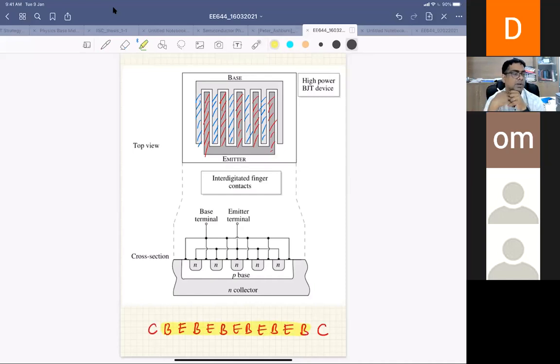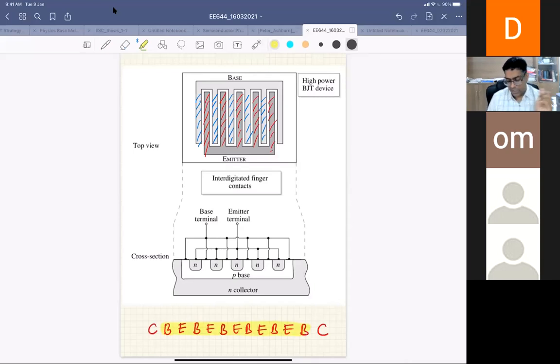So I have done a finger connection, right? But all the emitters are connected together, all the bases are connected together. You could think of these as transistors connected in parallel. But my current is still the same. My total emitter area is the area of each finger times the number of fingers.